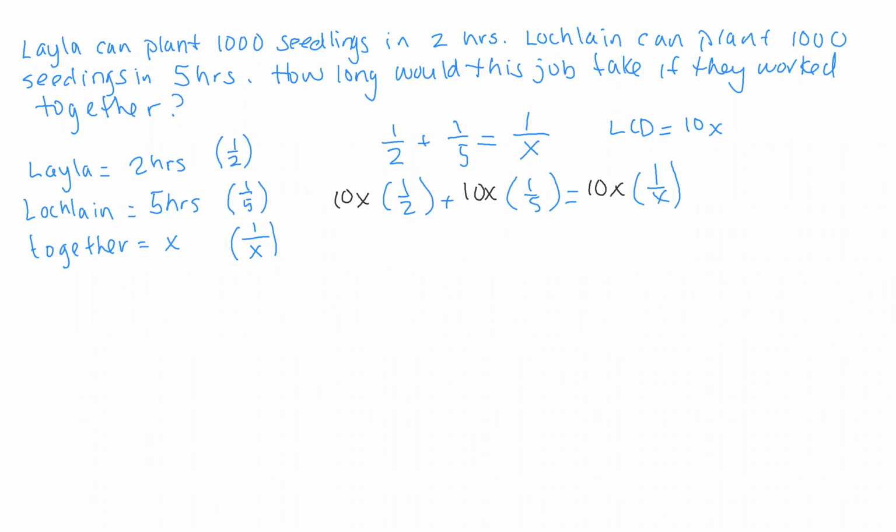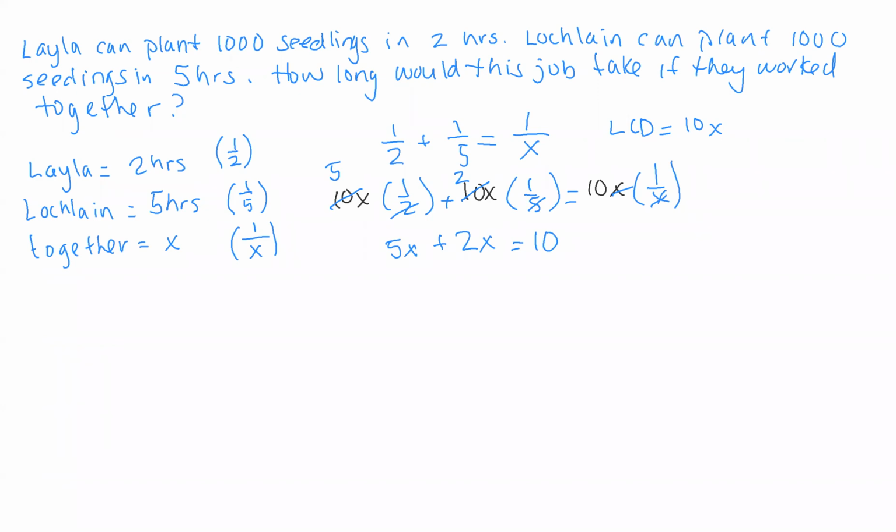Now I want to do some simplifying. In the first term, 2 will go into the LCD of 10x 5 times. So I'm left with 5 times x times 1, or just 5x. In the second term, 5 will go into the LCD of 10x 2 times. So I'm left with 2 times x times 1, or 2x. And then finally, for the last term, the x's cancel, and I'm left with just 10 times 1, or 10.